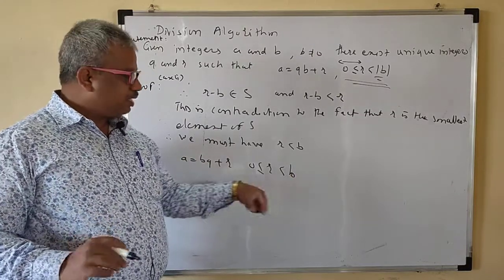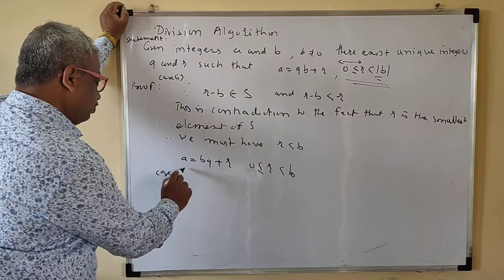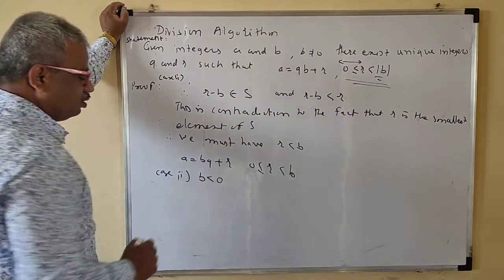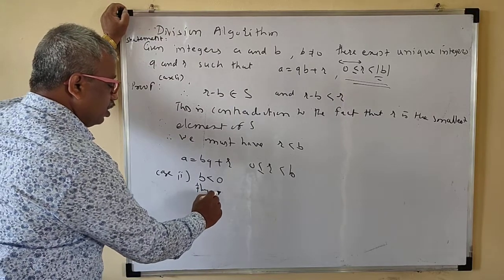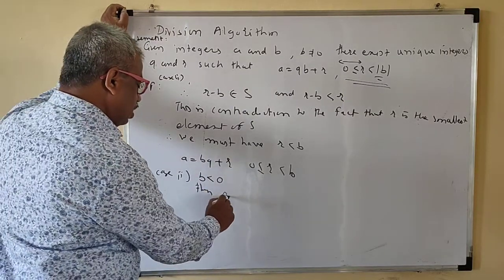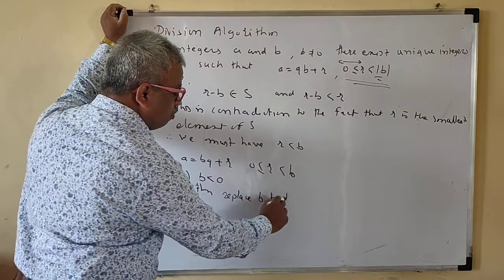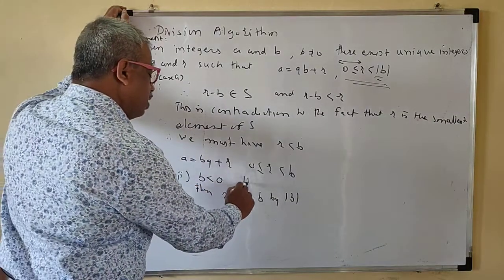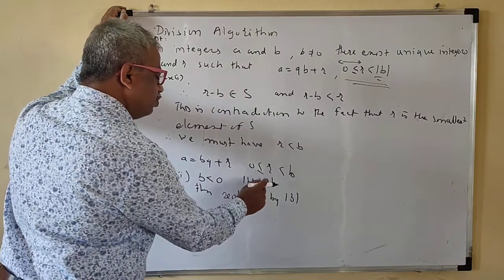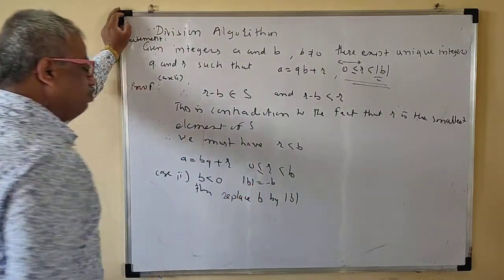Now we will take the second case. Case 2: b is less than 0. Then replace b by mod b. Mod b is equal to minus b, since b is less than 0.